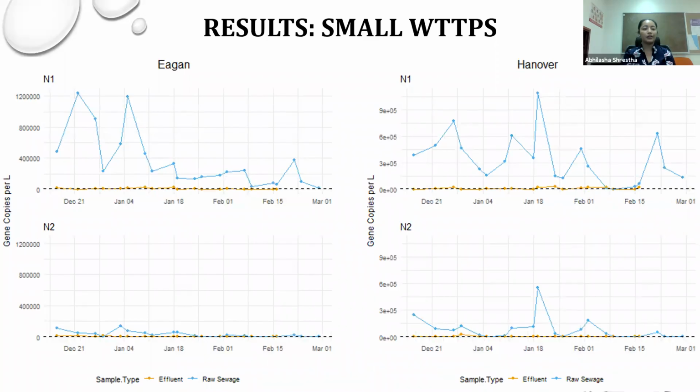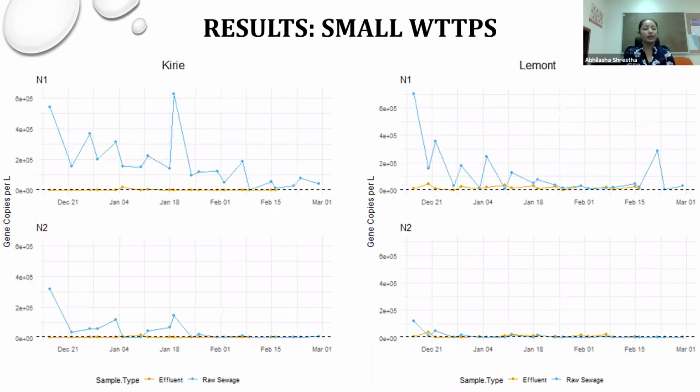Here are some results from the smaller wastewater treatment plants, Eagan, Hanover Park, and then we have Curie and Lemont. All these small ones serve the suburban areas and not the city of Chicago.